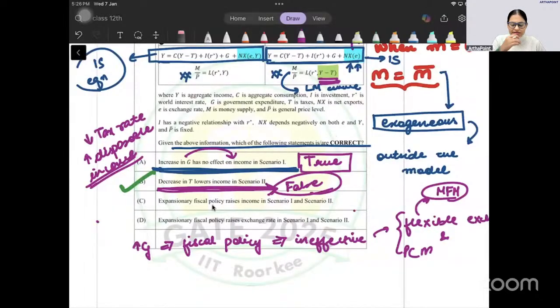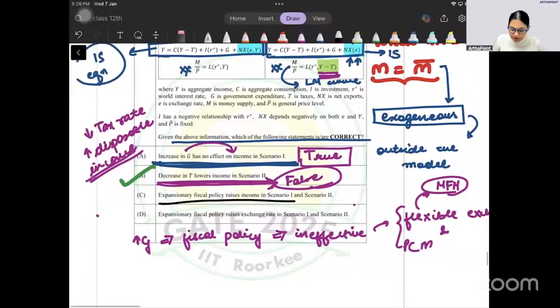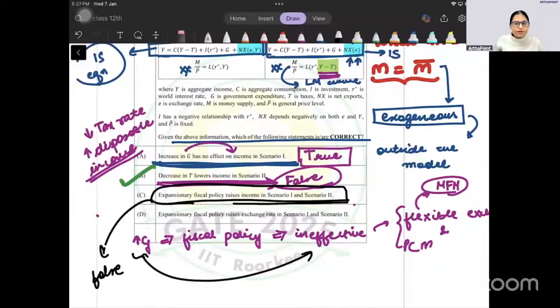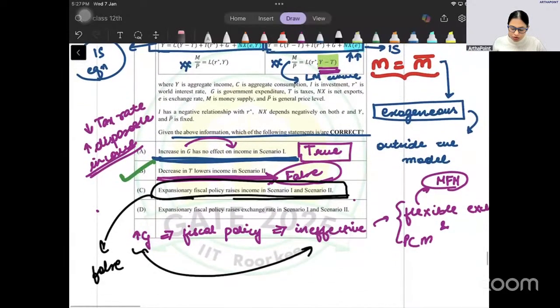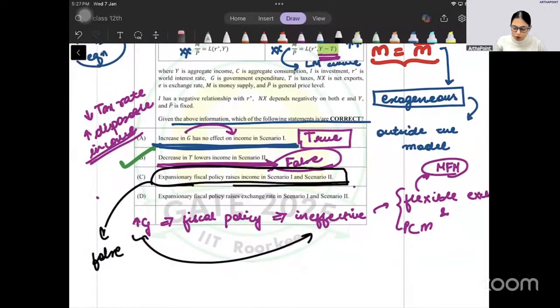So this says expansionary fiscal policy raises income in scenario 1 and scenario 2. तो ये तो सेम ही हो गया that expansionary fiscal policy raises income in scenario 1, which is therefore false because fiscal policy is ineffective, right? Okay. Talk about expansionary fiscal policy raises exchange rate in scenario 1 and scenario 2. Statement number D. What about statement number D? Is it true or false?